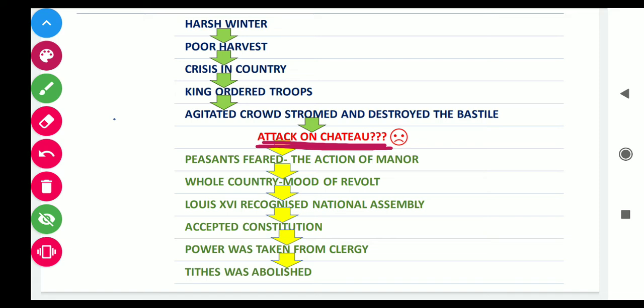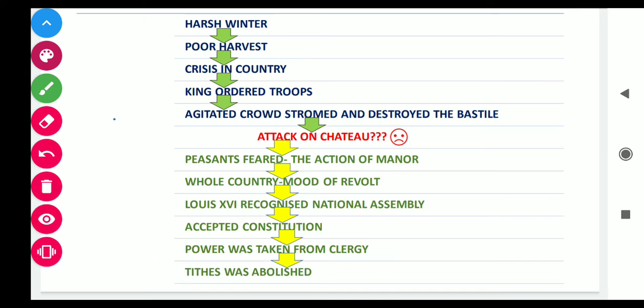And finally, Louis XVI surrendered to the agitation and accepted the recognition of the National Assembly and agreed that his power would be checked by the Constitution. It means Louis XVI accepted the Constitution. Now the power came into the hands of the National Assembly. As soon as the National Assembly gained the power, it started to take away the powers of the clergy, and tithes were abolished.